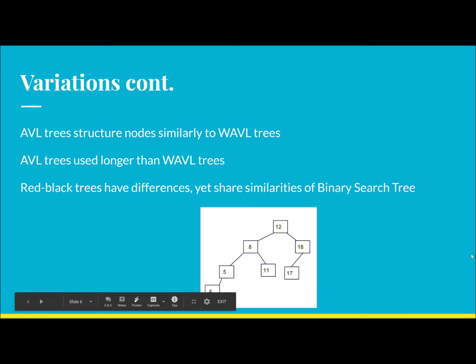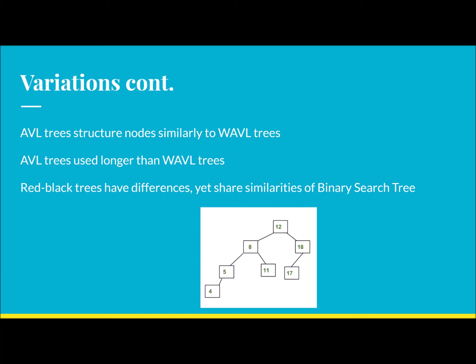AVL trees structure their nodes similarly to that of WAVL trees, except in this case, the difference between heights of left and right subtrees cannot be more than 1 for all nodes. AVL trees have been around since 1962 for use in Big O notation, and therefore have been used more than WAVL trees. Red-black trees, on the other hand, have multiple differences.